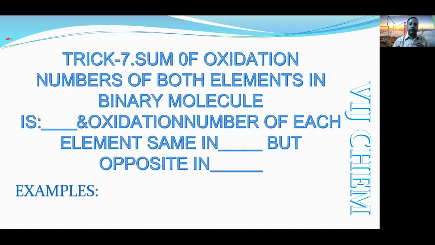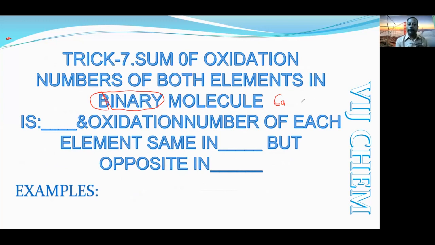Then our trick 7, sum of the oxidation numbers of both elements in a binary molecule. So before proceeding, you should have an idea what we mean by binary molecule. Binary means 2. So in that molecule there should be only 2 elements.